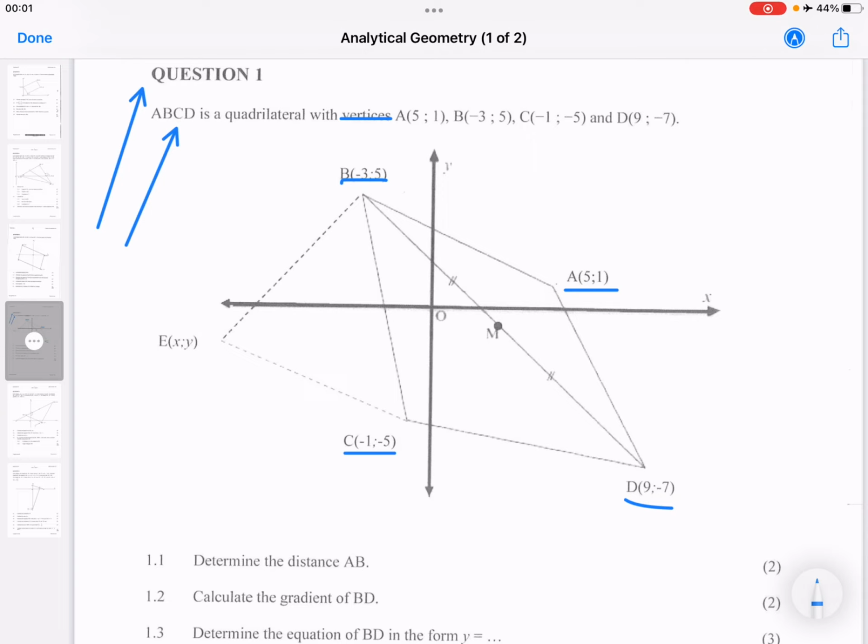So this quadrilateral with vertices, A, remember, A being a letter, it's a point having the coordinates (5; 1). B, it's a point having the coordinates (-3; 5). C, it's a point having the coordinates (-1; -5). D, being the last point, it has the coordinates (9; -7).